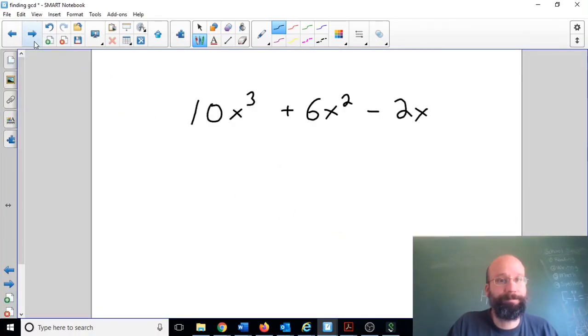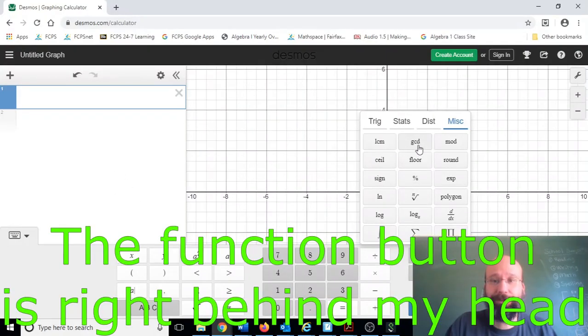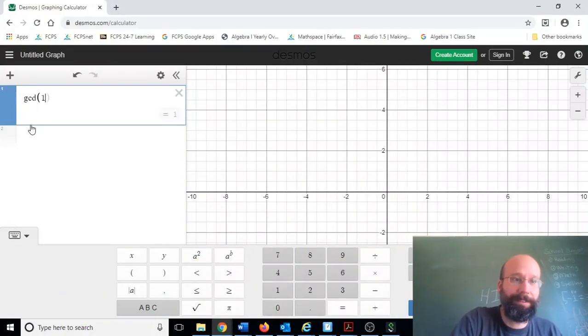A couple more. Here is a longer one, but the same rules apply. You're going to factor out the numbers first. So we have a 10, a 6, and a negative 2. So we're going to go to our Desmos. We're going to hit Functions, GCD. We're going to put a 10, a 6, and a positive 2. We don't have to worry about the negative.